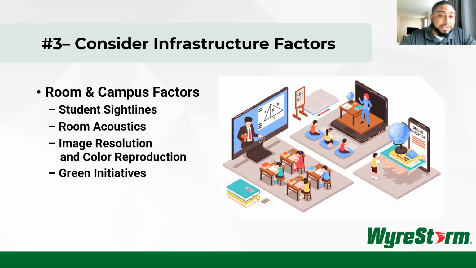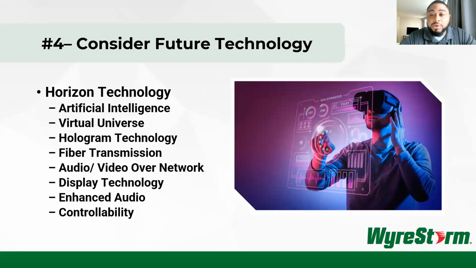So just real quick, pass and review. Number one, human factor. Number two, virtual factor. Number three, infrastructure. Now, as we go into number four, we're going to get even less tangible, and we're going to talk about future technology, right?